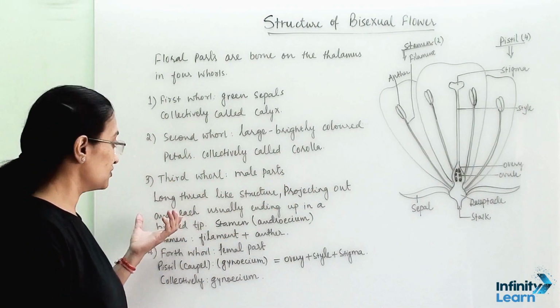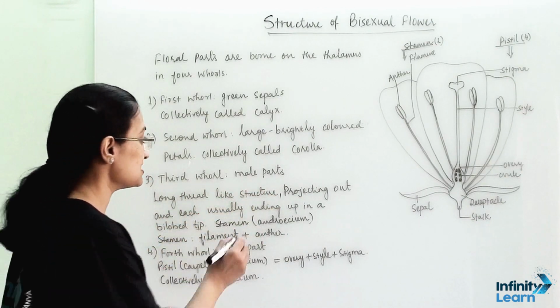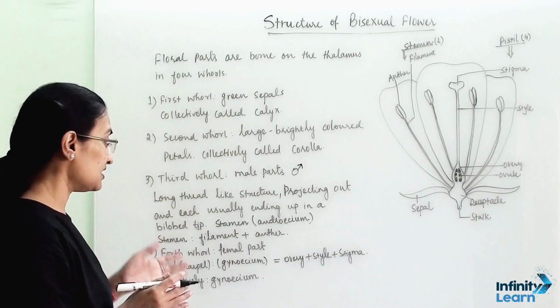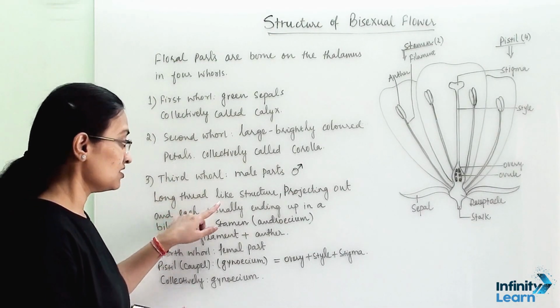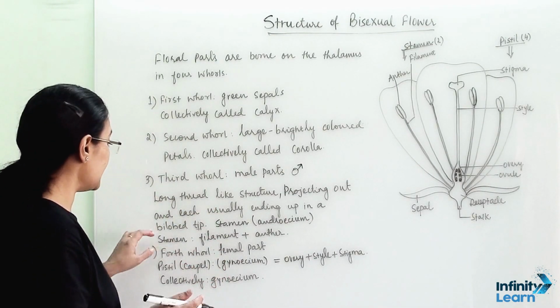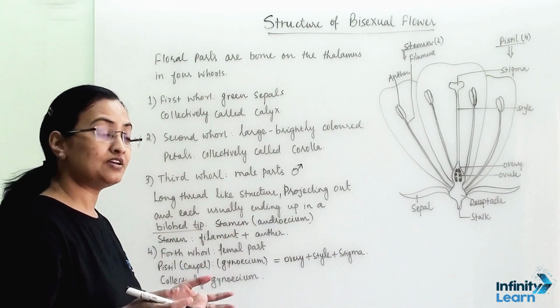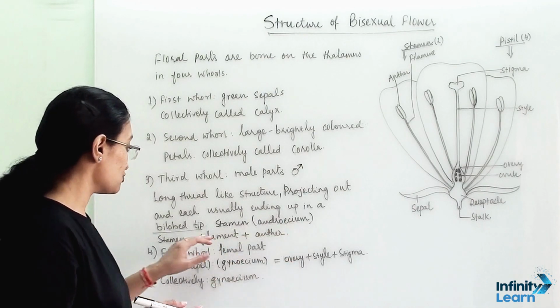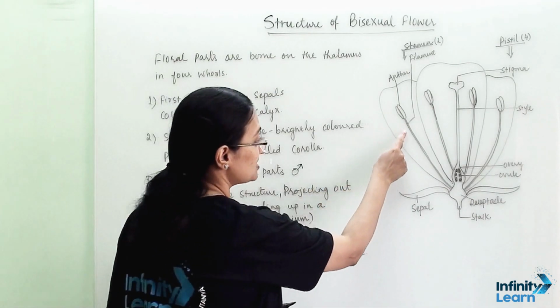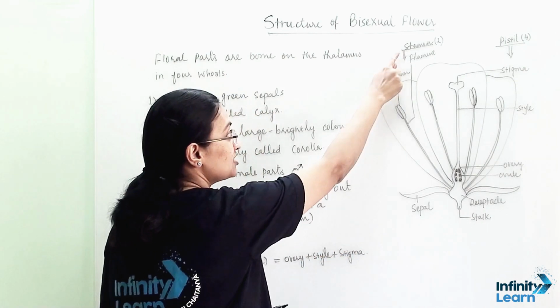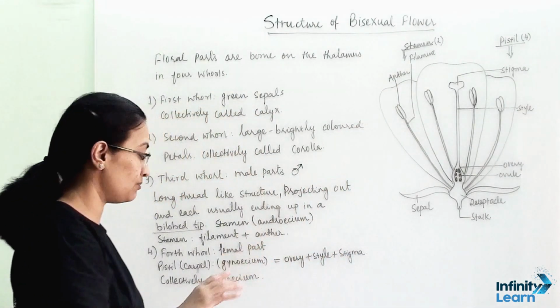Then comes the third whorl. The third whorl consists of male parts and symbolically we can represent it like this. Now it has a long thread-like structure which is projecting out and it has a bilobed tip. It is known as stamen and collectively we call it androecium. So the stamen has a filament, this thread-like structure, and a bilobed tip which is known as anther. These are the male parts.